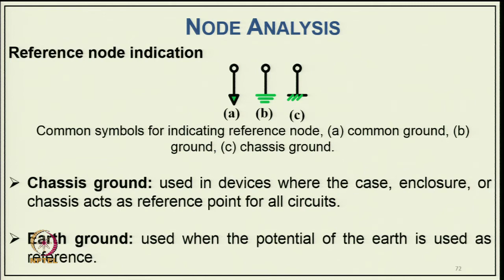Now, about reference node indication: common symbols for indicating reference nodes are the common ground, the chassis ground, and the earth ground. Chassis ground is used in devices where the case enclosure or chassis acts as a reference point for all the circuit, and earth ground is used when the potential of earth is used as a reference.